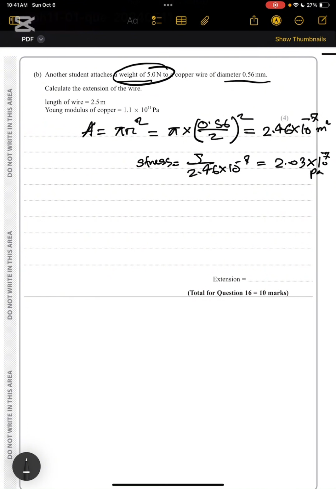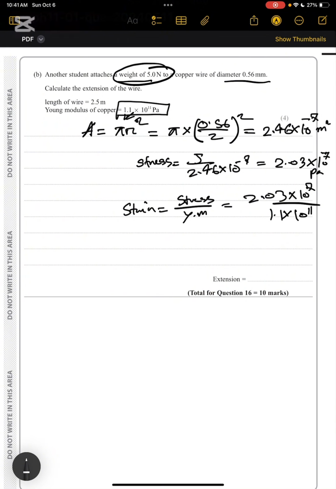For the value of strain, they have given us the Young modulus, so we can use it to find out the strain. So the strain will be equal to stress divided by Young modulus, which will be 2.03 into 10 to the power 7 divided by this value, which is 1.1 into 10 to the power 11. The strain will be equal to 1.85 into 10 to the power minus 4.